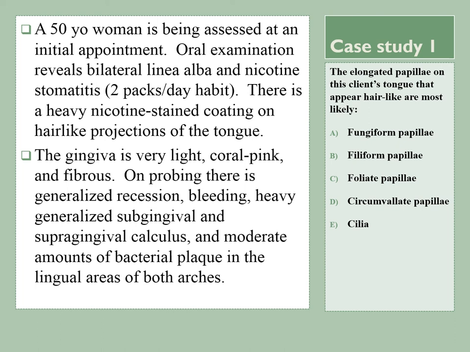Lastly, the elongated papillae on her tongue are most likely caused by which of the following? And if you go back to the lecture, it was just a few slides ago. We said that the hairy tongue was caused by a lack of cell death, or I should say an increase in the longevity of the cells of the filiform papillae, that then would take up the stains found within the tobacco to become more noticeable.